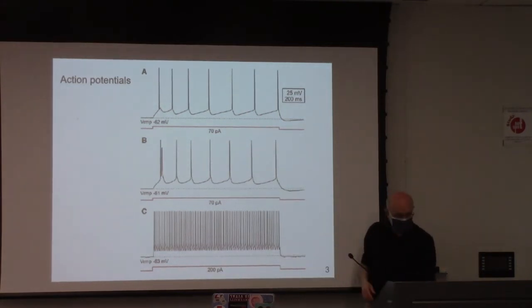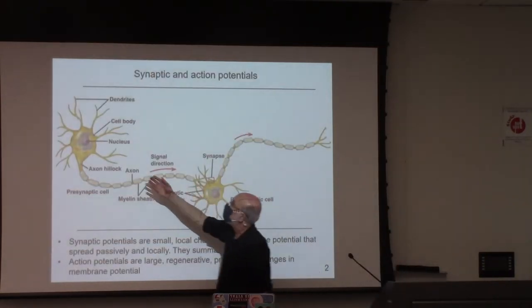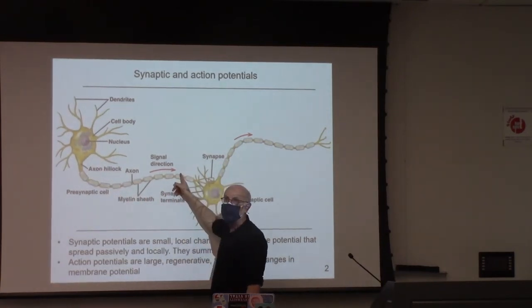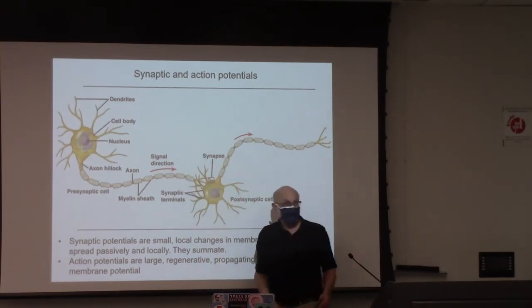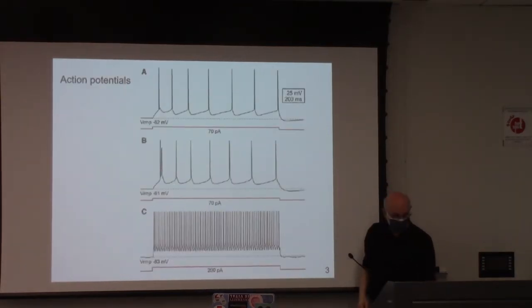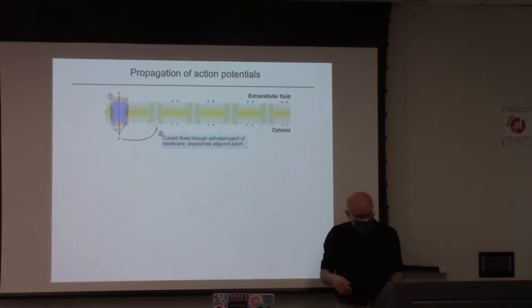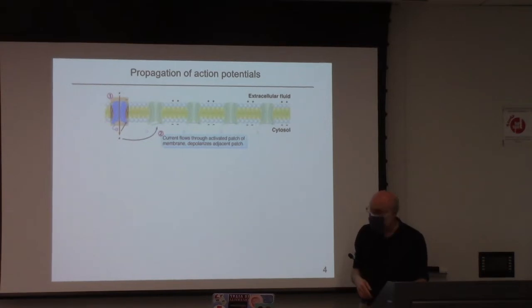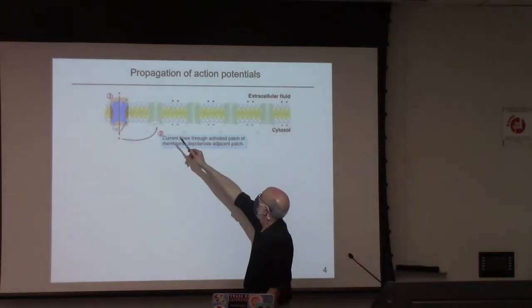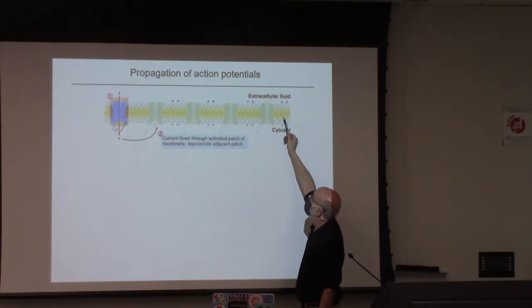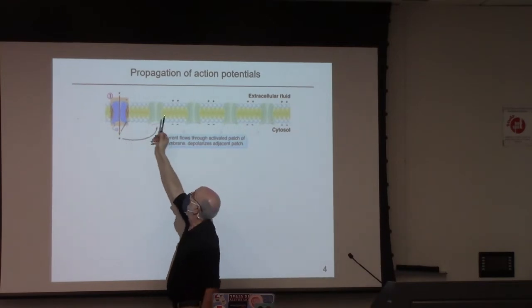So let's talk now about how action potentials, once triggered at the axon hillock, propagate along an axon, and then get to a synaptic terminal. That's where we're going now, propagation of action potentials. So here is a highly idealized cartoon of the membrane of an axon. Membrane, voltage-gated sodium channels.